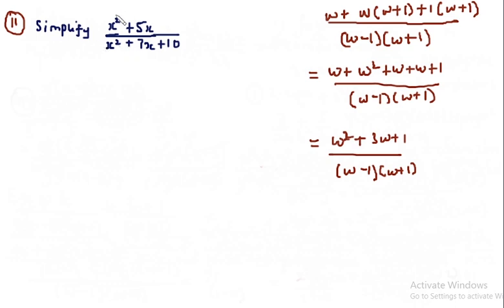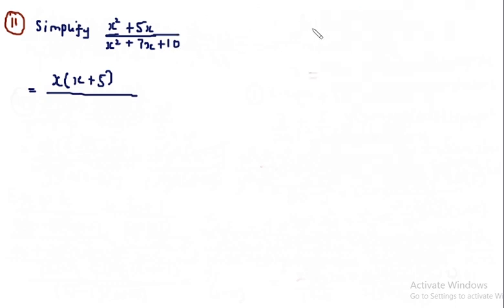For the numerator, is there any common factor there? Yes, x is the common factor. So this is x open bracket x plus 5, divided by, then all of this is equal to. For the denominator, we have a quadratic term. So that means we have to factorize the quadratic term. So this is x squared plus 7x plus 10.